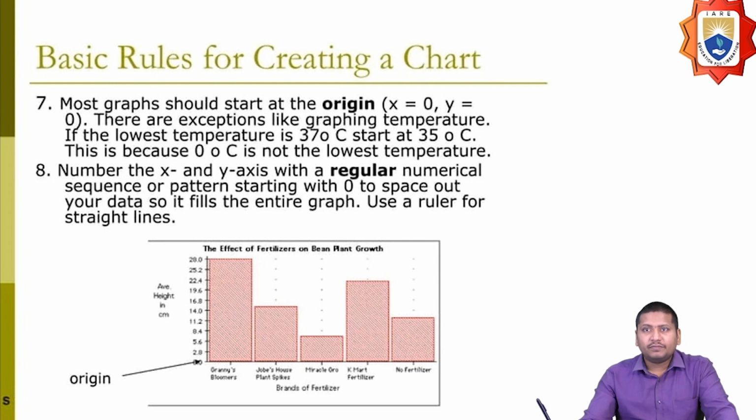So most of the graphs should start at the origin, and there are some exceptions like graphing temperature. If the lowest temperature is 37 degrees, start at 37, and 37.5 degrees centigrade. This is because 0 degrees centigrade is not the lowest temperature. Number the x-axis and y-axis with a regular numerical sequence or pattern starting with 0, and space out your data so it fills the entire graph.